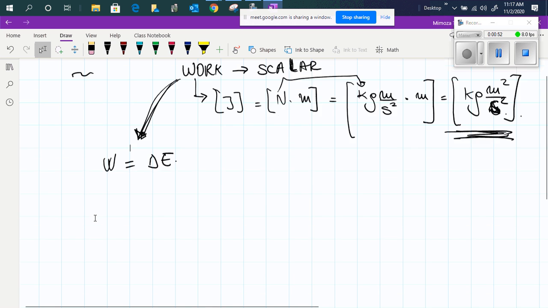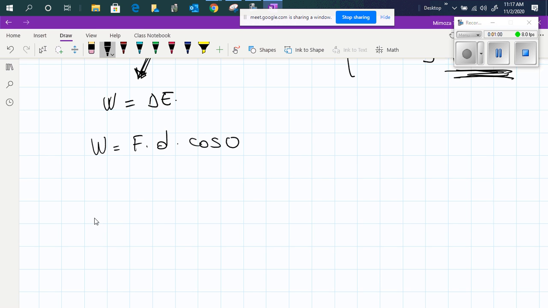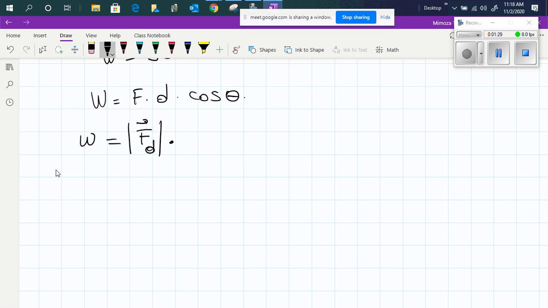Now, the formula for work that you have in your formula sheet is something like this: force times displacement times cosine theta. Personally, I don't like this because you have to remember what angle theta is. What I recommend you keep in mind is that work is the product of the magnitude of the component of the force along the displacement, times the displacement.